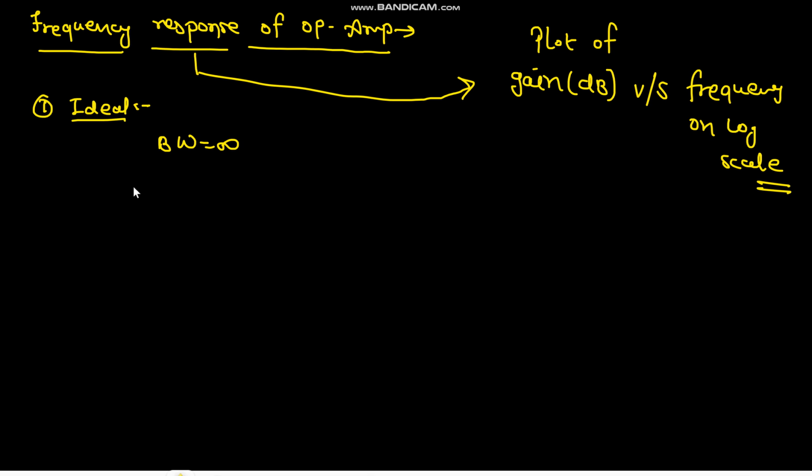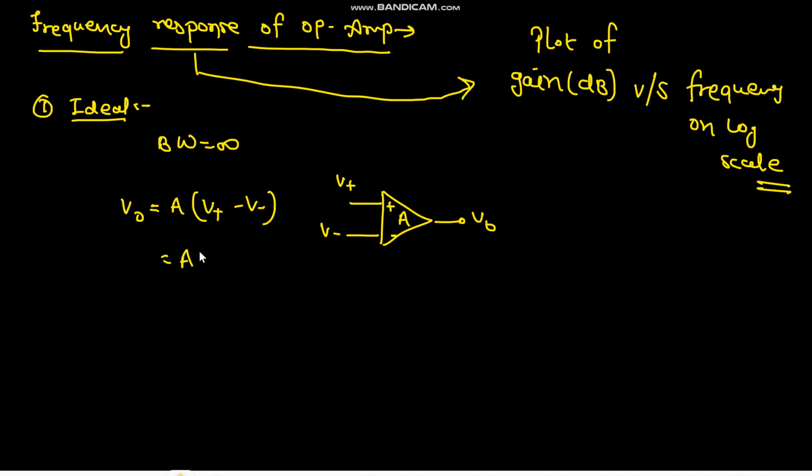For an ideal op amp, this is our op amp, this is positive, negative, this is V positive, V negative, and this is V output. For an ideal op amp, we write V output equals gain A, let us assume it has a gain A, times V positive minus V negative. We can call it VID, the difference voltage, A into VID. So basically your gain here is A.